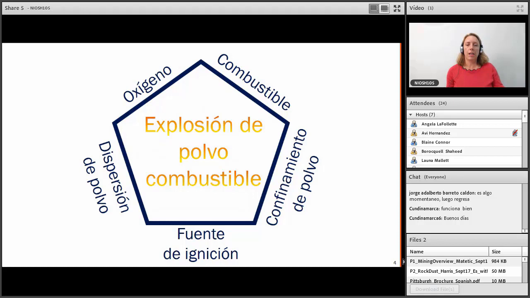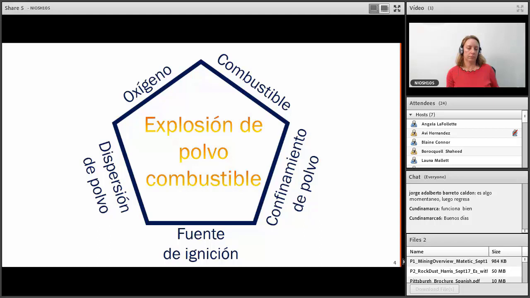For explosions, we have the explosion pentagon. It is similar to the fire triangle in that it requires a fuel, oxygen, and an ignition source. But it also requires confinement of the dust and dispersion of the dust.